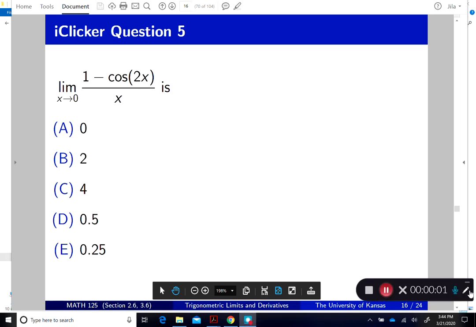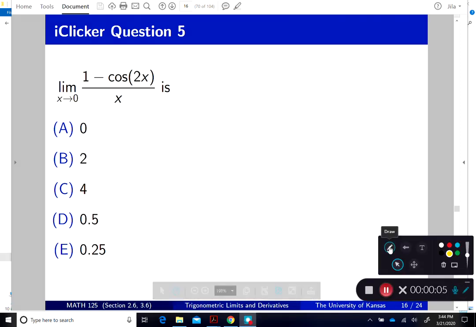Let's do a few iClickers. So the first one is: find the limit as x approaches 0 of (1 minus cosine of 2x) over x. I recommend pausing for a minute, doing the problem on your own, and then coming back and watching the answer.